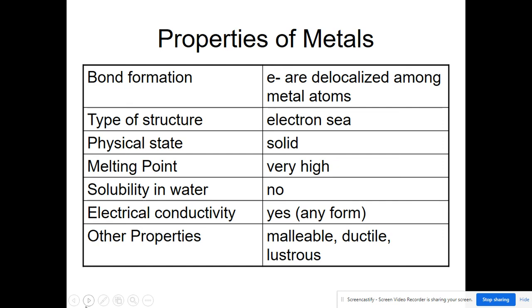Other properties: they're malleable. Remember, that means that you could hammer it into sheets. Ductile means you can draw it into a wire. And lustrous means it reflects light very well. So these are all properties of metals.